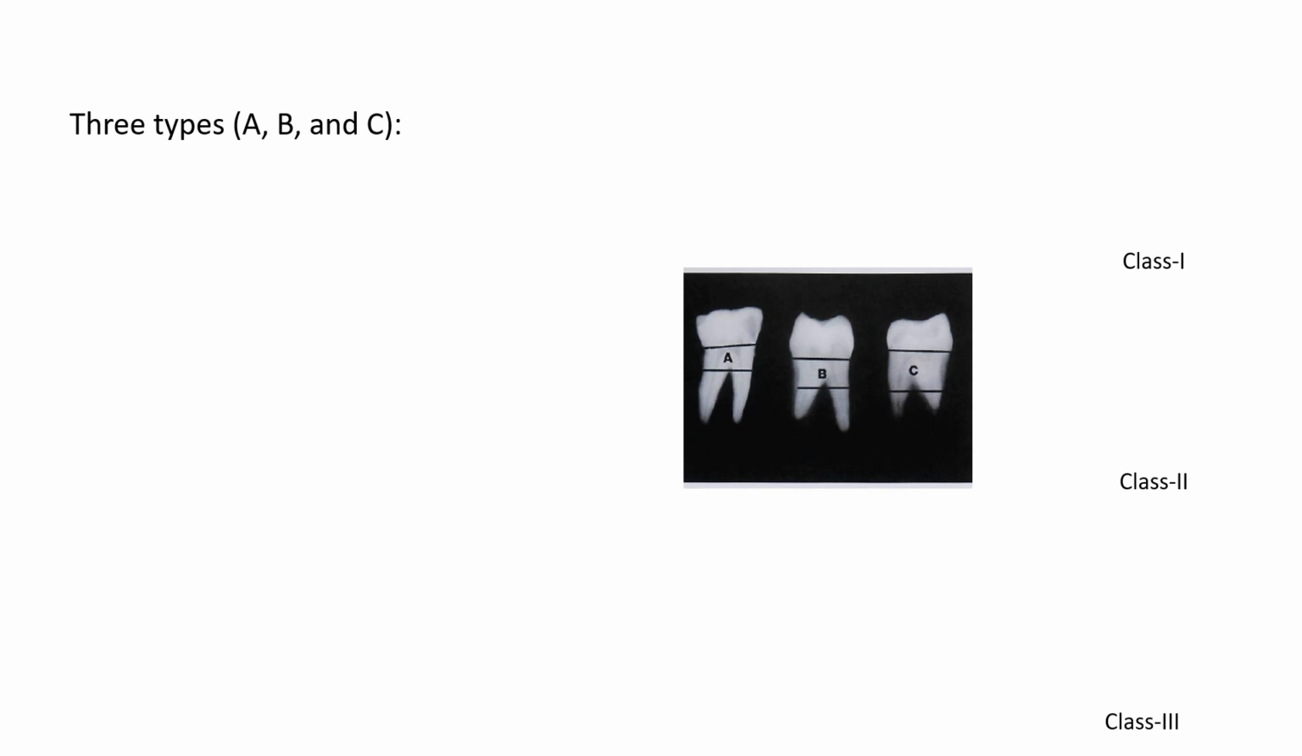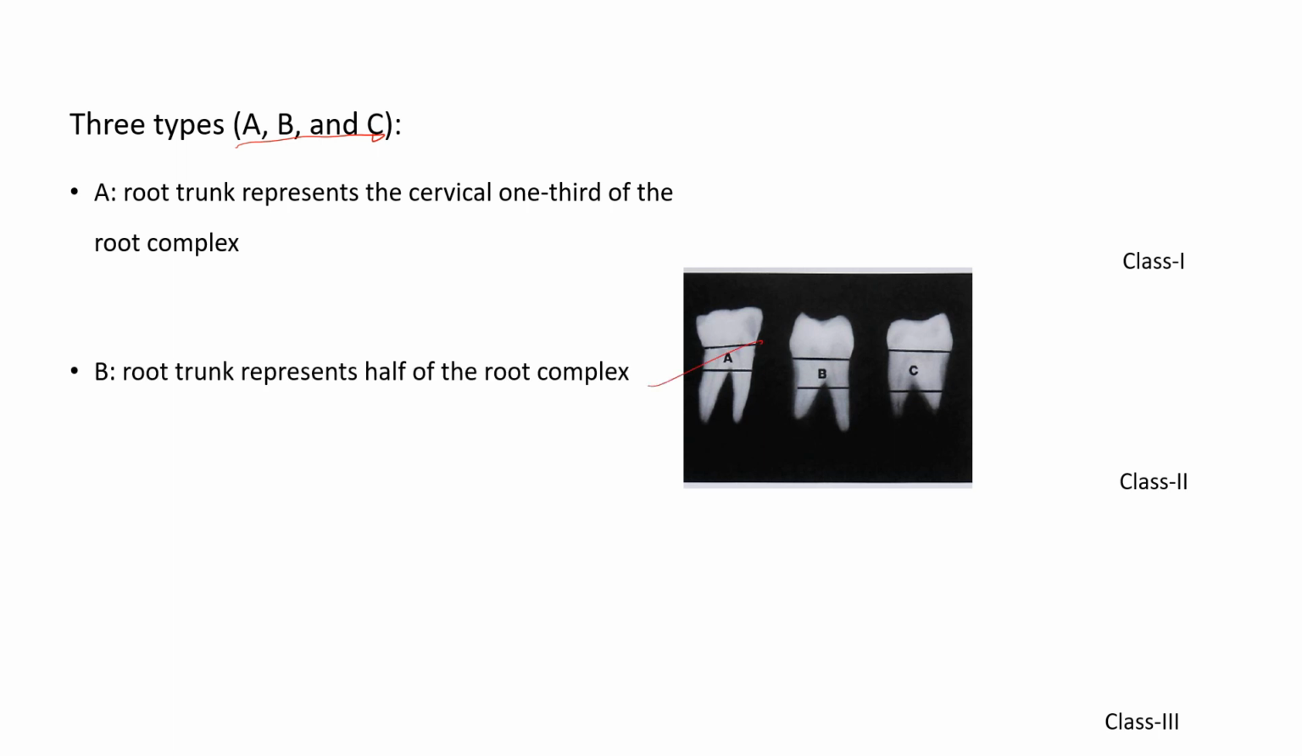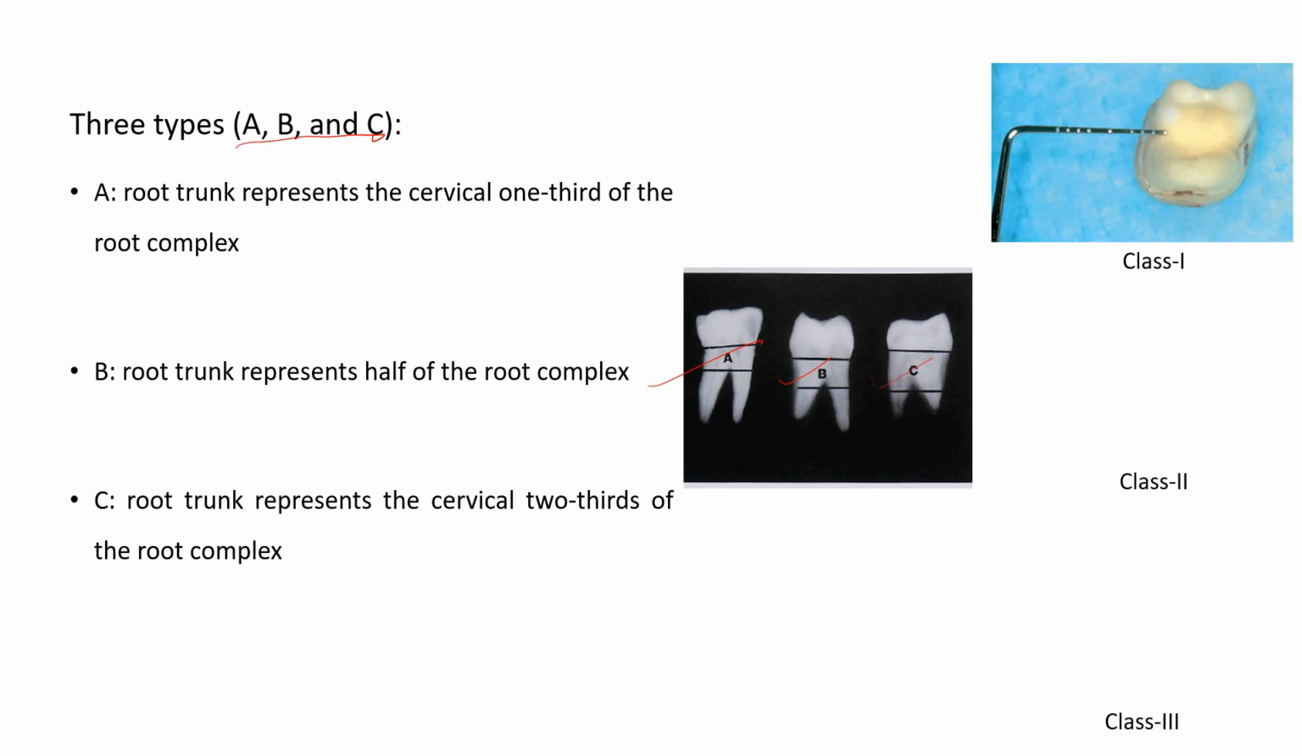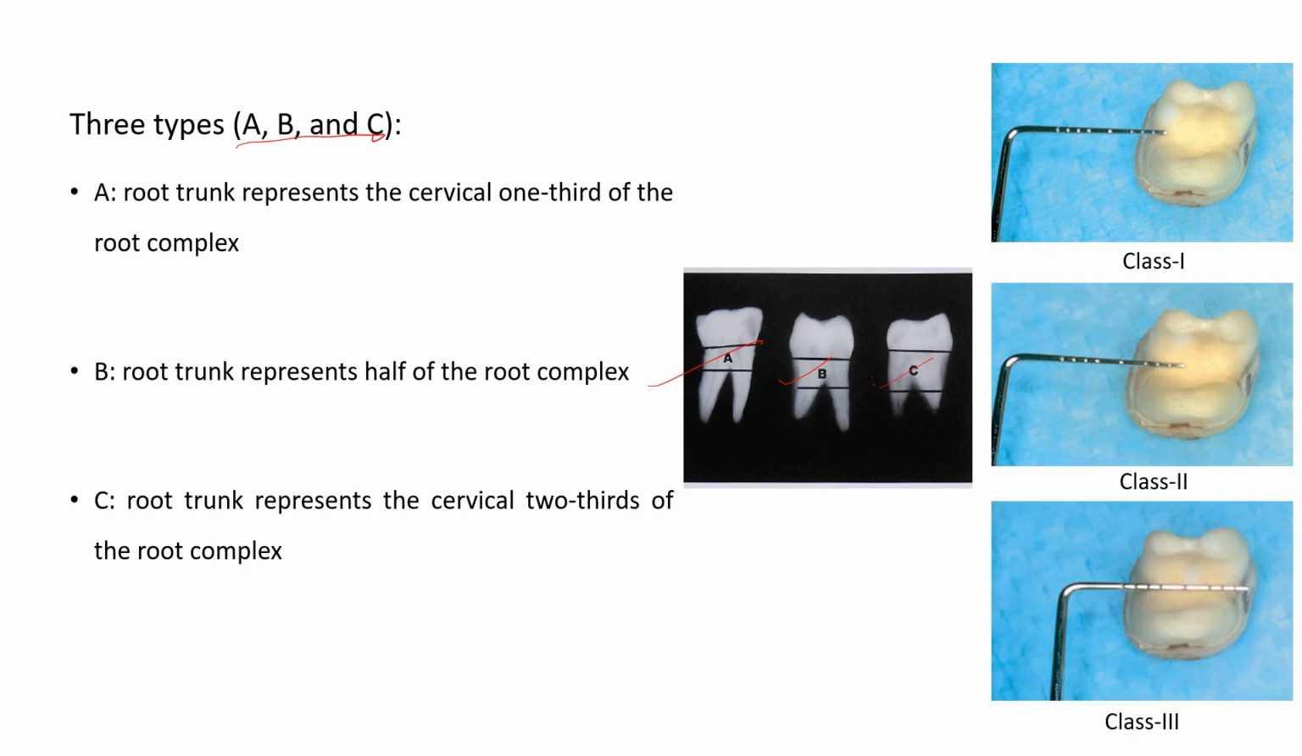Vertically, they have considered types A, B and C. According to them, type A is basically the root trunk presents 1/3 of the root complex. Okay, this one. Type B is root trunk represents the half of the root complex. And type C, root trunk represents the cervical 2/3 of the root complex. So horizontally, they have taken class 1, class 2, class 3, similar to that of Hamp et al. And vertically they have taken type A, type B, type C as mentioned in this figure.